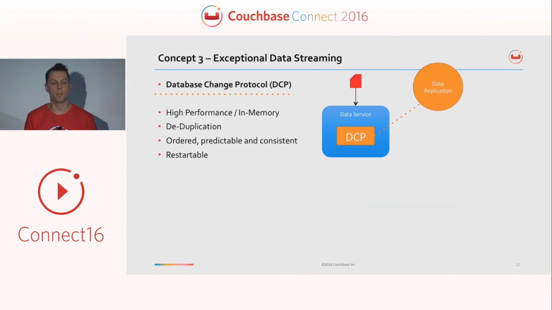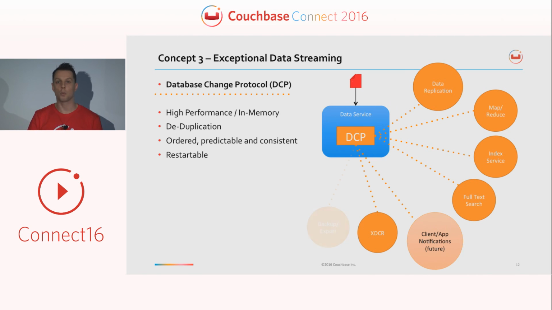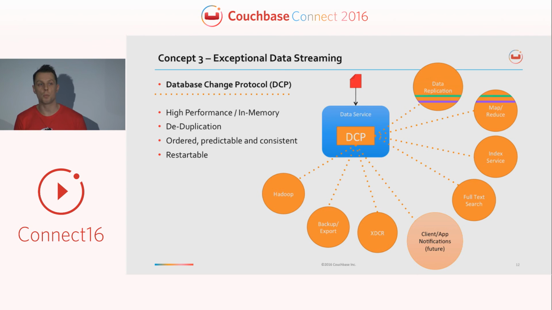And then the third concept, before we move on to the services, is some of the plumbing that goes on behind the scenes. How does the data, once it's been received from the client, propagate around the cluster to all of the other services? How do we make the replicas? And the answer to this is our replication protocol. We refer to it as DCP, the Database Change Protocol. This was introduced in Couchbase Server 3.0, and it's crucial for many of the functions that Couchbase Server performs.